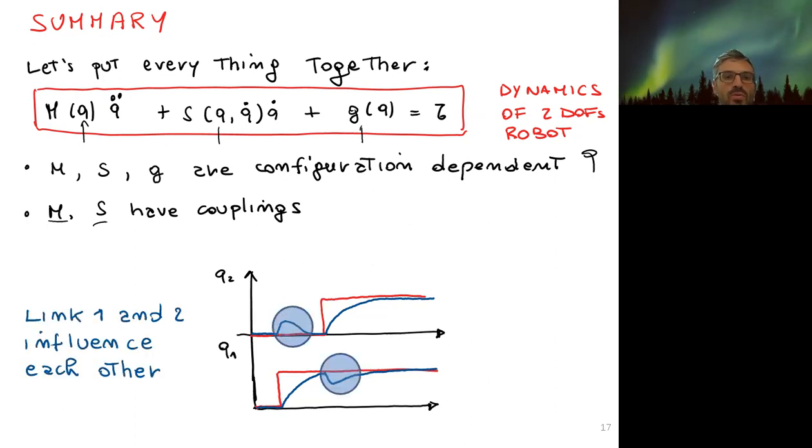Whenever you try to control one joint, you give a set point. For example, you're giving a constant set point to one joint, and you move the other joint, you will see that you have an influence on the first joint due to the inertial coupling that comes from the other joint. The other way around, if you have a constant set point in the second joint and you do a step on the first joint, you will have a disturbance on the second joint.